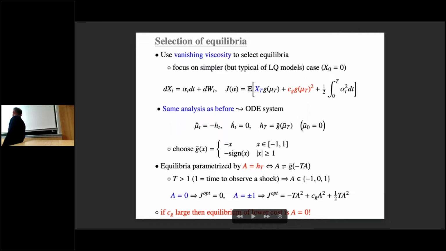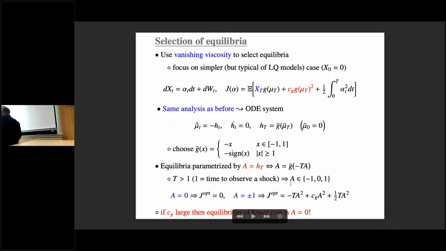And then you realize that if you take T too large, then indeed you have several solutions, which is exactly consistent with what I told you before. For instance, you may find that minus one, zero, and one are equilibria. Okay. So now, among those three solutions, you would like to say which one should be selected?